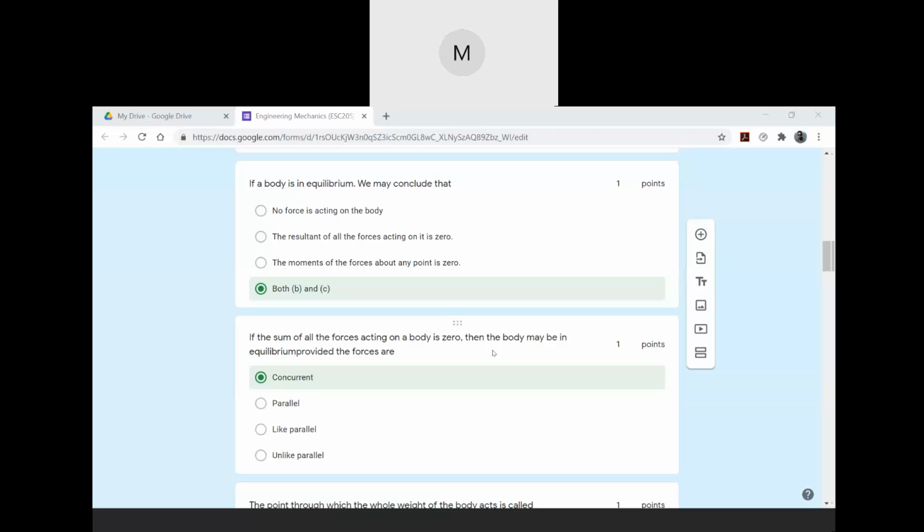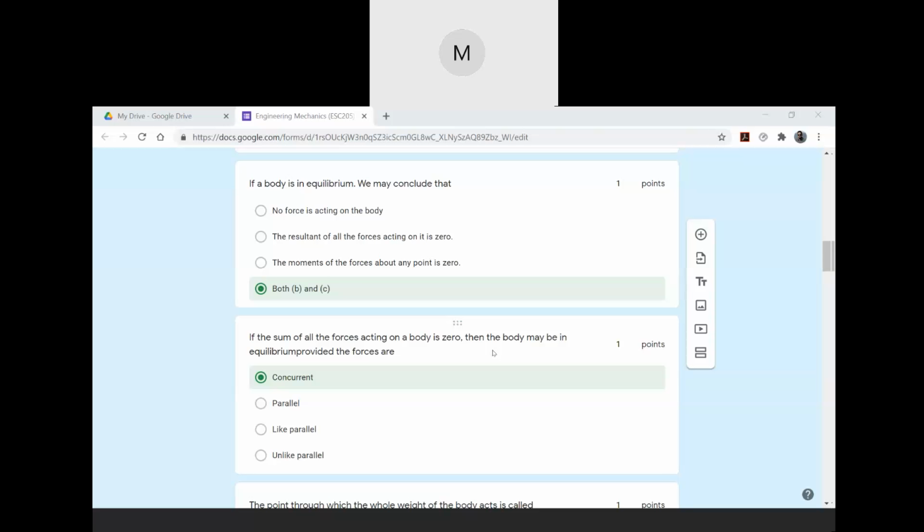For the body's equilibrium, we may conclude that the forces acting on it are zero and the moment acting on it is zero. That means if forces are acting on the body, then the summation of all the forces will equal 0, while finding the equilibrium. Then moment. Moment means force into perpendicular distance. We also drew that and found the moments. So these two are the most important things. Then we come to the next one.